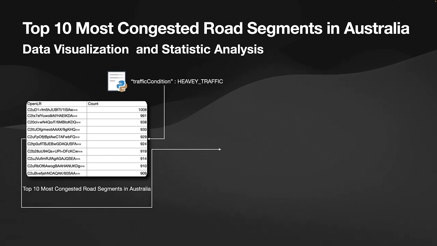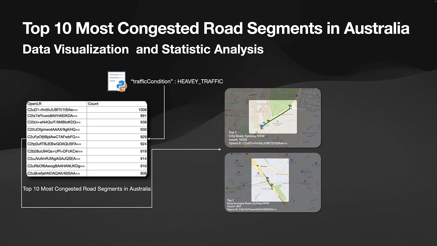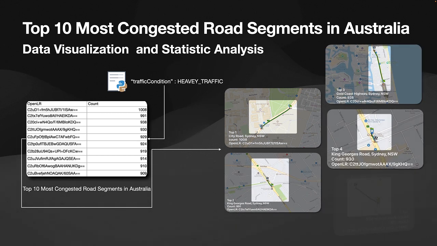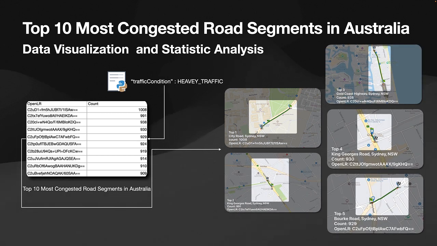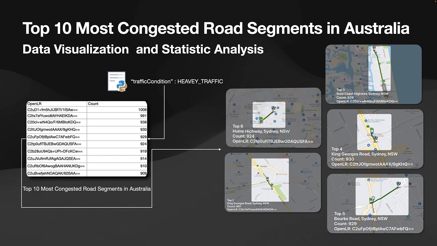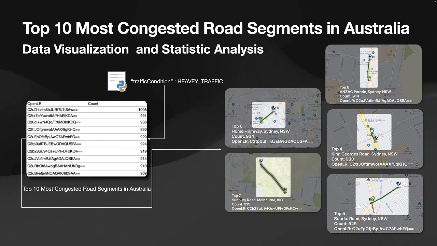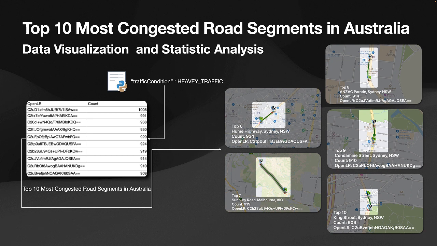Specifically, we first process data through Python, group by each OpenLR and calculate the number of congestions reported by each OpenLR. We define congestion as a traffic status report in the traffic condition field. Then we sort according to the number of traffic jams reported on each road and find the 10 roads with the most traffic jams reported.